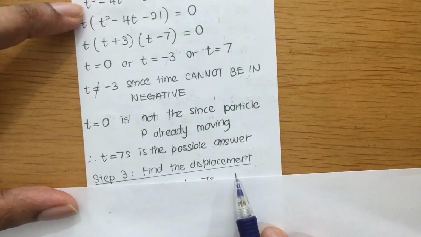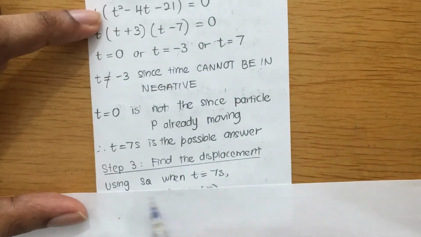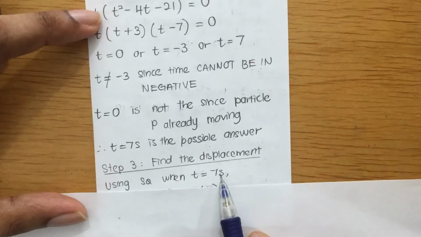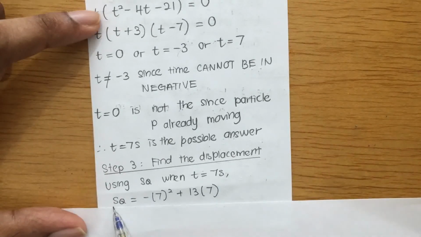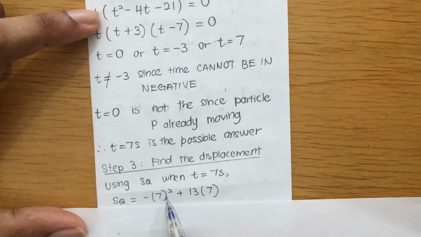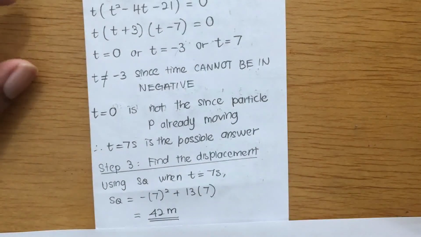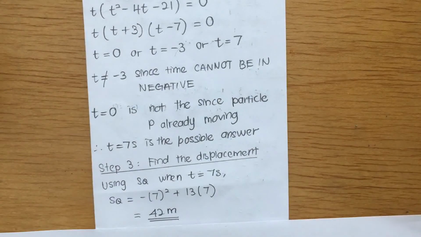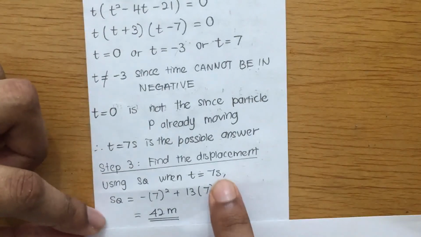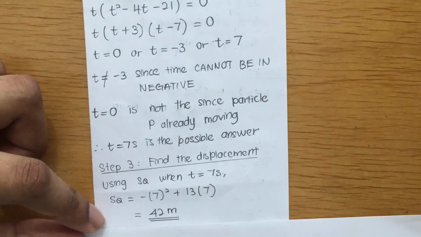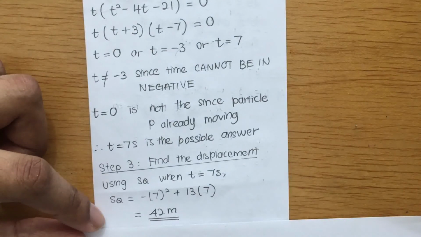Once you already get the time, in the third step you find the displacement. Using the displacement Q, when t is equal to 7 seconds, you substitute the value: SQ equals negative 7 squared plus 13 times 7. So from here you get 42 meters. Now you can ask me, why can't we use displacement of P instead of displacement Q? Actually, it's up to you, guys. You can use either displacement P or displacement Q to substitute your value of time. When you substitute into either one of the equations, you should get the same answer, which is 42 meters, since displacement P is equal to displacement Q.